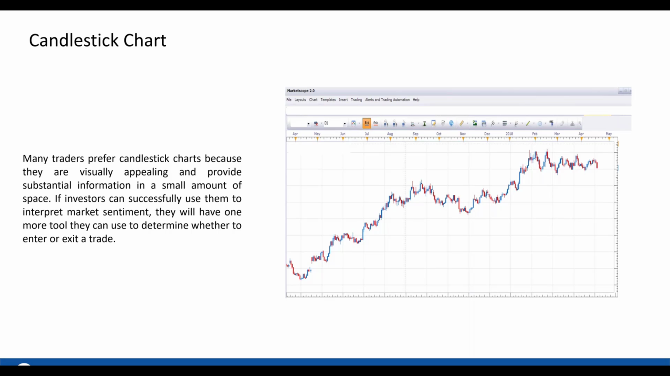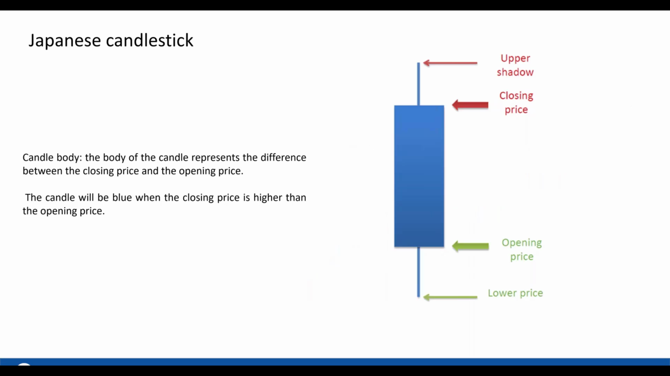Take a look here. You can see we have a blue candlestick. Now, the real body represents the difference between the closing price and the opening price. Because the color of this candlestick is blue, it means that the closing price is higher than the opening price. We also have shadows on either side of the real body, which represent the high price for the period and the low price for the period.